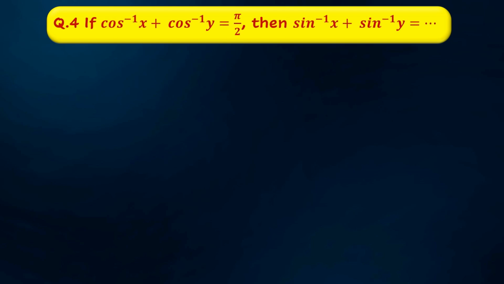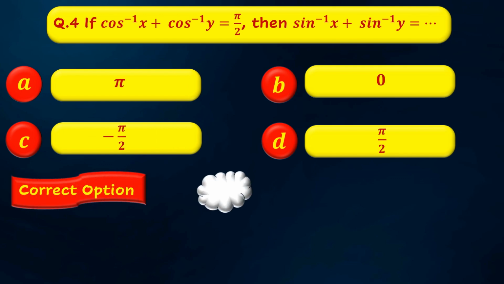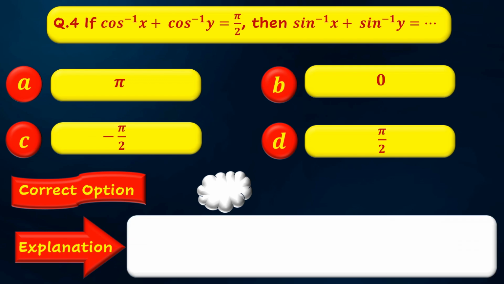Question number 4. If cos inverse x plus cos inverse y is equal to pi by 2, then sin inverse x plus sin inverse y is equal to, and the options are, let's find out which one is the correct option. But before that, let's explain it. According to sum of inverse complementary angles, cos inverse x is equal to pi by 2 minus sin inverse x. Similarly, cos inverse y is equal to pi by 2 minus sin inverse y. So we are given cos inverse x plus cos inverse y is equal to pi by 2.